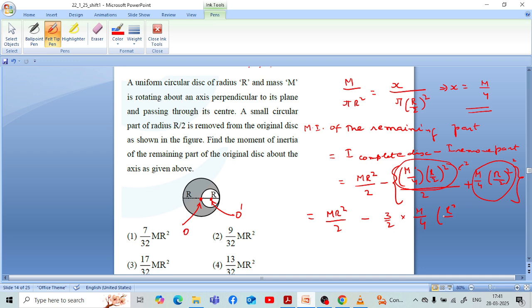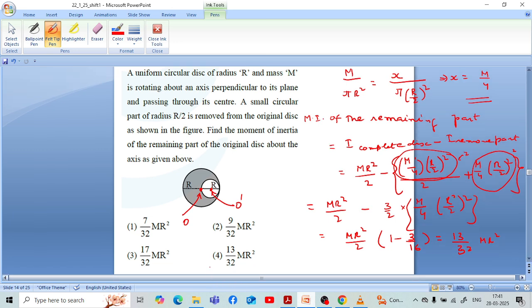times r by 2 whole square, because we have assumed this to be z. So 3 by 2 z, m by 4 r by 2 whole square. Now we can take mr square by 2 as common. So this becomes 1 minus, after solving it, this becomes 3 upon 16. After further solving, we get this final result as 13 by 32 times mr square. So in this way, we can say that option 4 is correct here, 13 by 32 mr square.